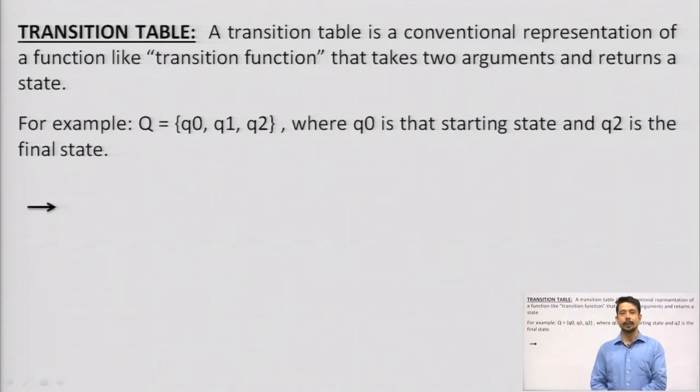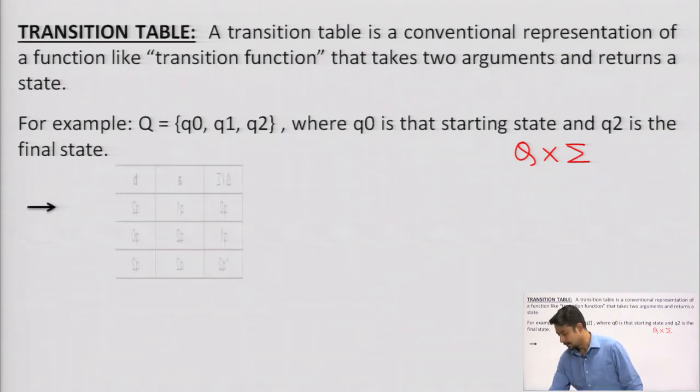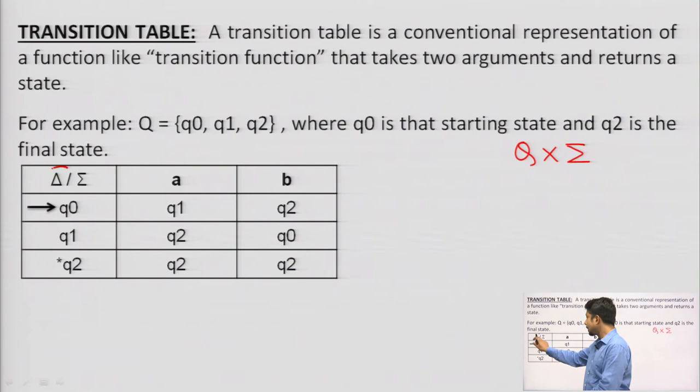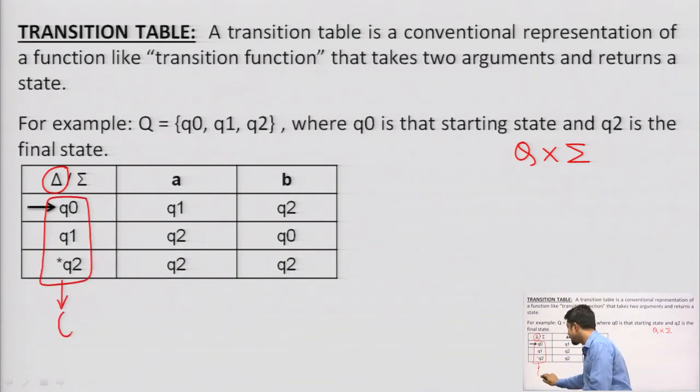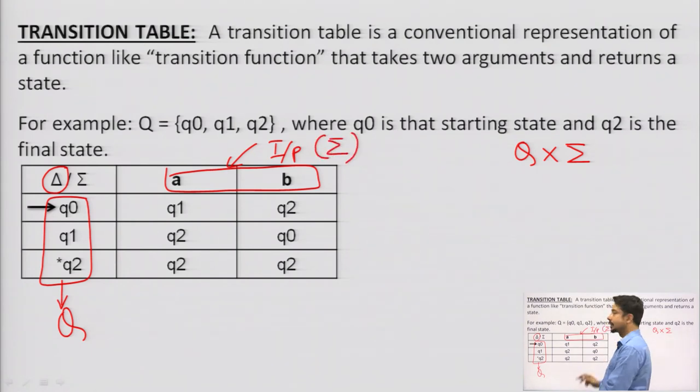Let us go with the transition table. Now, in the transition table, always remember that it is a column and row combination of total number of states into total number of input alphabets, like this, okay. So, this is the table. See here, this delta, I will let you know later on, is actually an output alphabet, but here these are the states, okay, and these are the input alphabets represented by sigma, okay. This is the combination for defining a transition table.